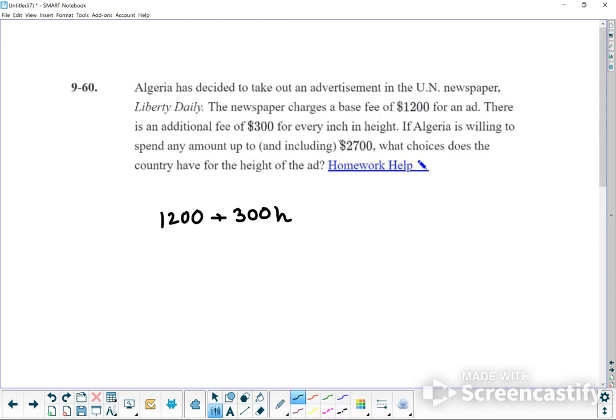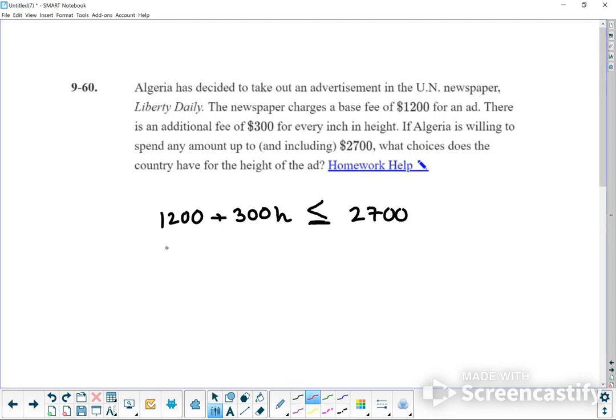If Algeria is willing to spend any amount up to and including 2,700, that means that's the most, and it's going to be equal to 2,700 at most. They may actually want to spend less than that, but the most they'll spend is 2,700. So up to that much. What choices does the country have for the height of the ad? We're just going to solve it.